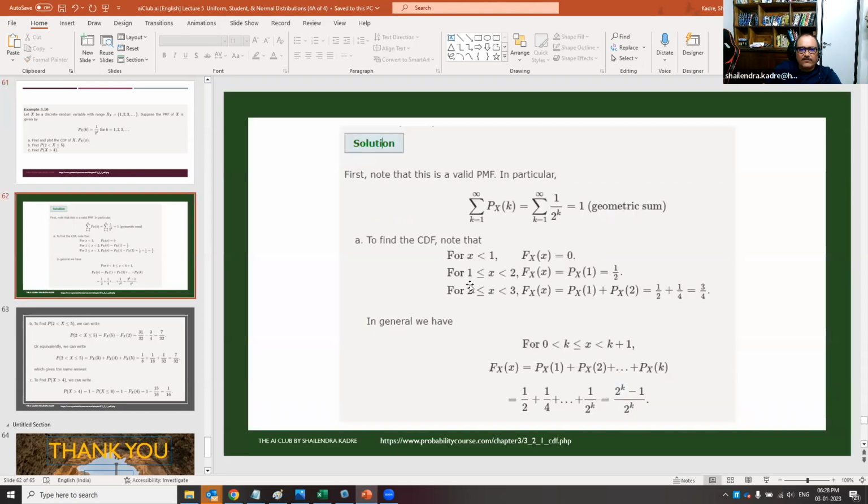CDF, what is the CDF? CDF will be the area under the curve. So it will not be an integral. It is a discrete function, so instead of integral, we will apply sigma.